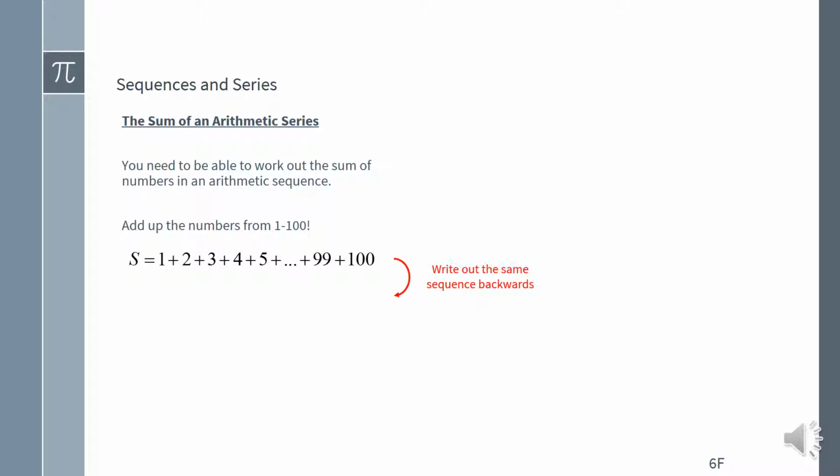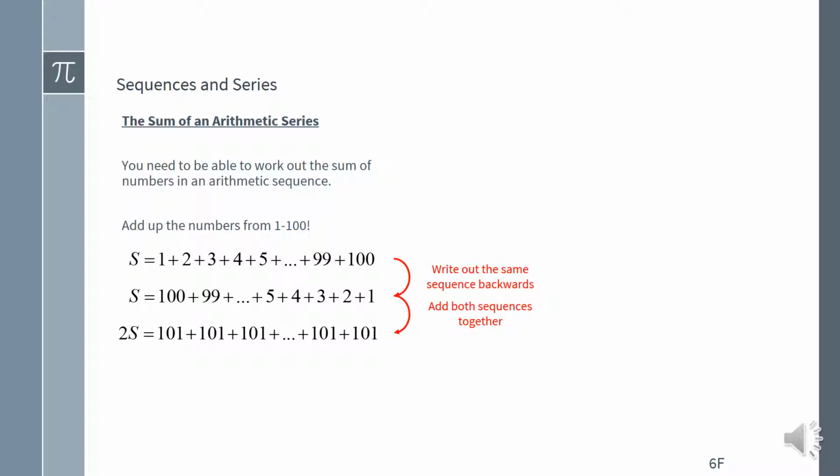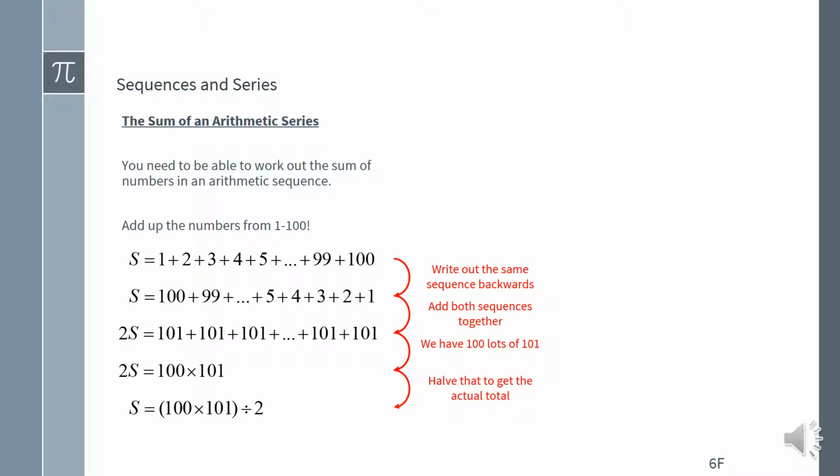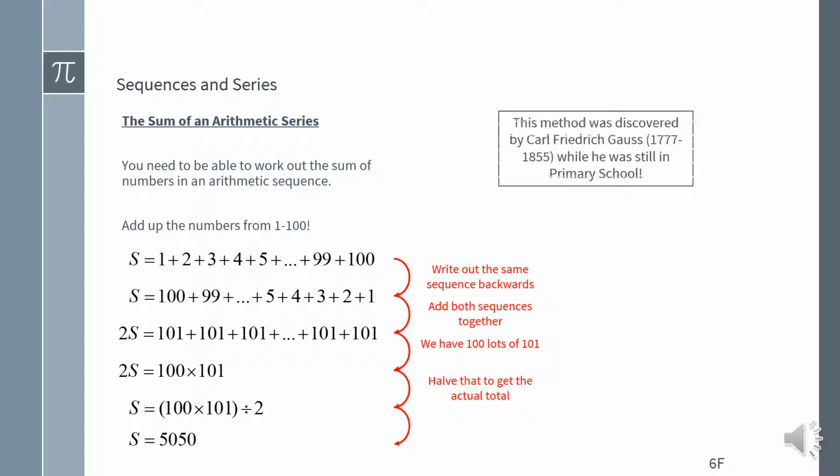Then write the sequence backwards, 100 plus 99 plus ... 3 plus 2 plus 1, and then add the two series together. So 2s is 1 plus 100, 101, 2 plus 99, 101, 3 and so on. You end up with 100 101s. So 2s is 100 101s. If we divide that by 2, which we can do in our head, s is 5050. This method was discovered by Carl Friedrich Gauss, who lived between 1777 and 1855, whilst he was still in primary school.